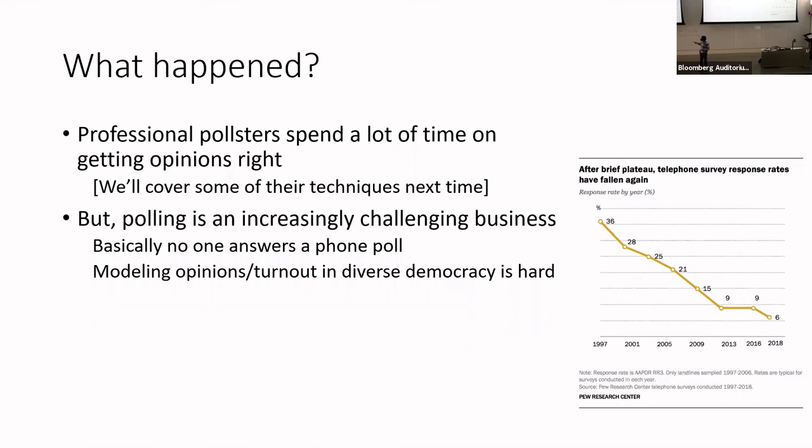Also, our democracy is getting more diverse, and it's just harder to model opinions of more diverse populations, partially because of the construct measurement issues I was talking about earlier. And then there's a big debate of whether there was this phenomenon called shy Trump voters, the idea being that a bunch of people were answering their phones but then lying about who they were supporting.